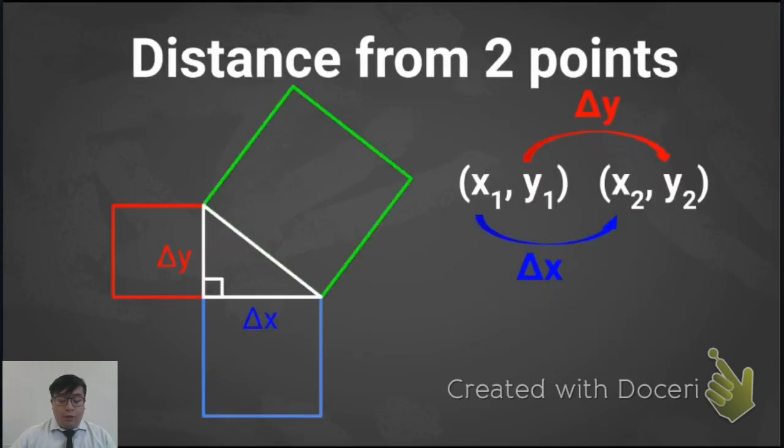So one way that can help us find the distance between 2 points is that side A of my right triangle is going to be the change in y, and side B of my right triangle is going to be the change in x. And once I figured out A and B, I can use that to find side C.